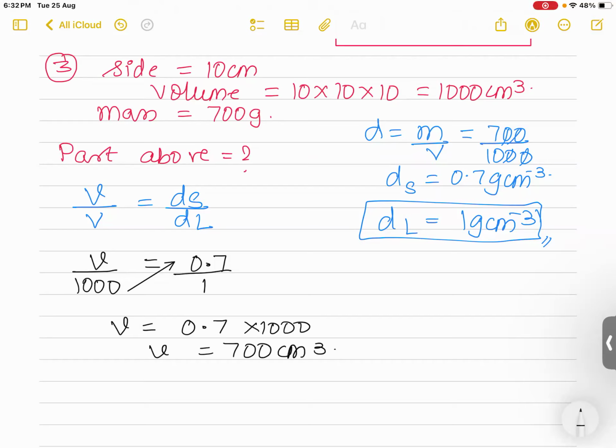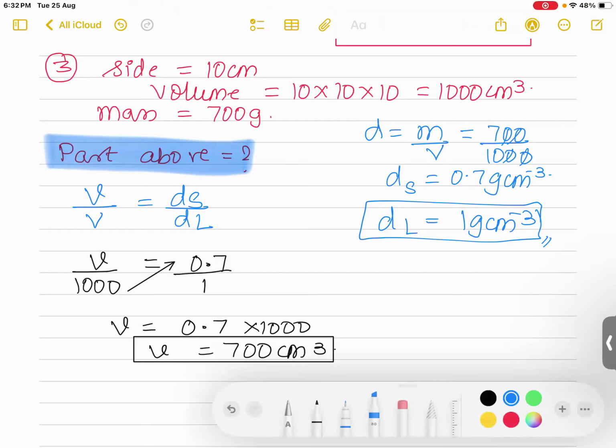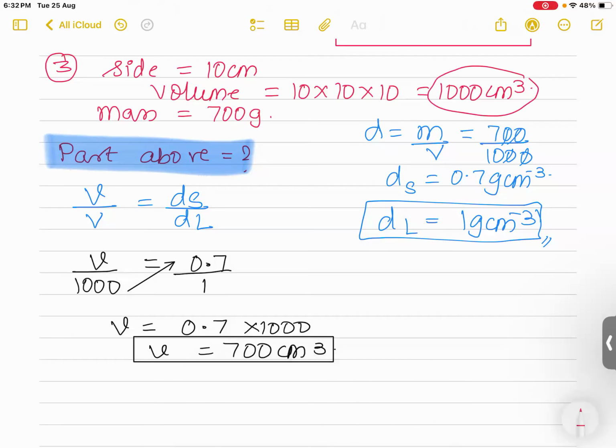Now guys, listen carefully. This is the volume which is inside the water. But as for the requirement in the question, we need to find out what part is above the water. Also, we minus it from 1000. Yes, 700. The total volume is 1000. Out of that, how much portion is inside the water? 700. So what portion will be above the water? 300.